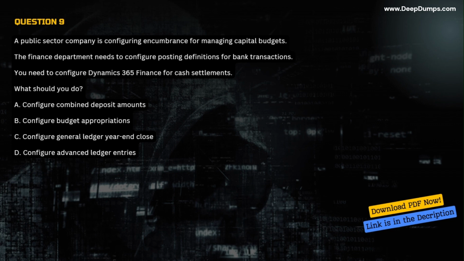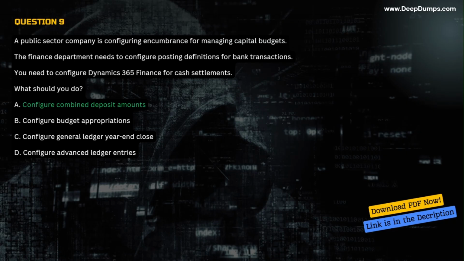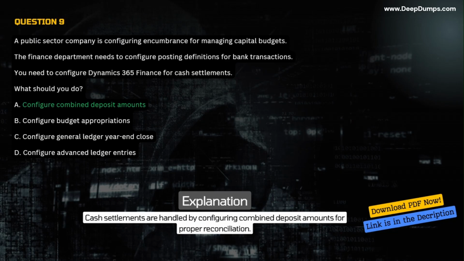What should you do? A. Configure combined deposit amounts. B. Configure budget appropriations. C. Configure general ledger year-end close. D. Configure advanced ledger entries. Correct answer A. Configure combined deposit amounts. Explanation. Cash settlements are handled by configuring combined deposit amounts for proper reconciliation.